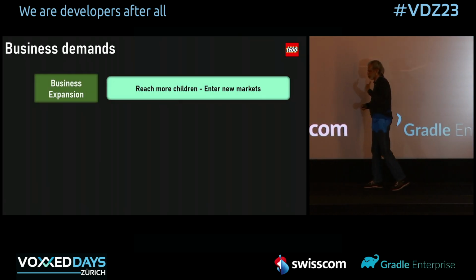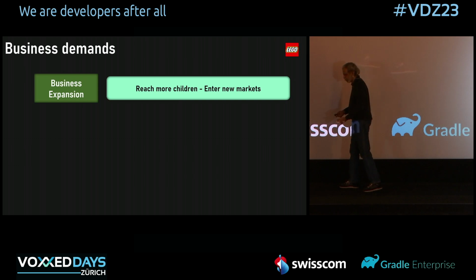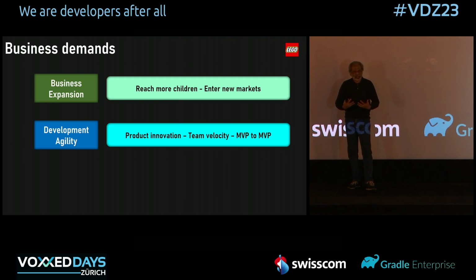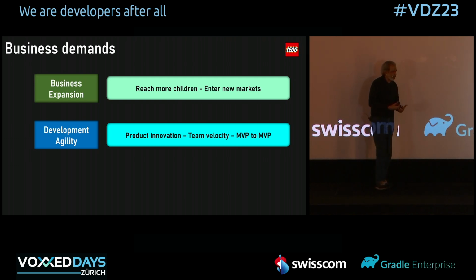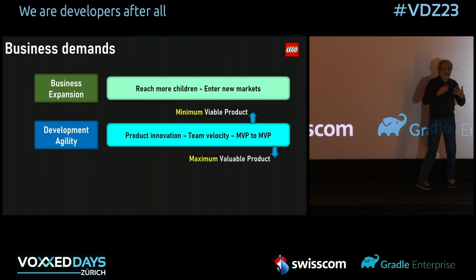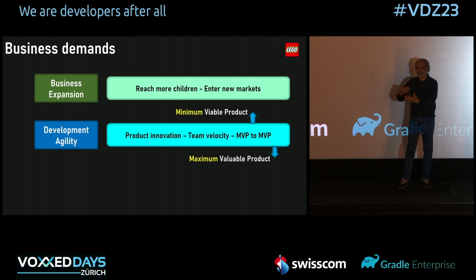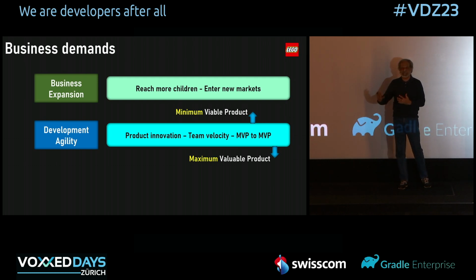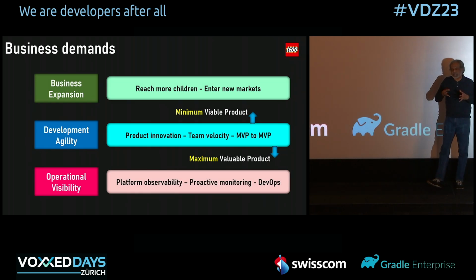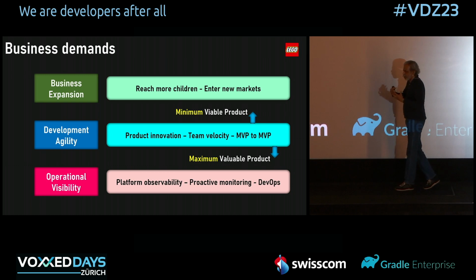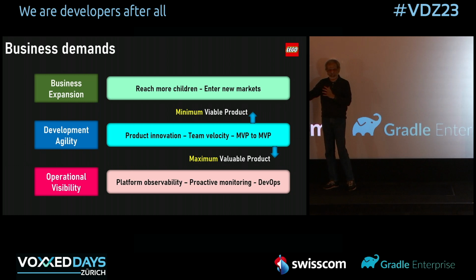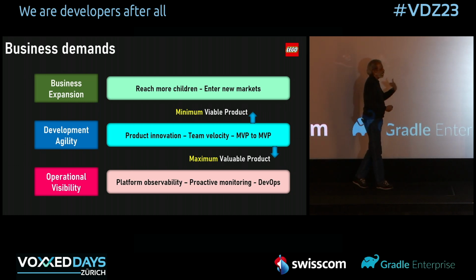So they wanted to reach more children across different locales, and they wanted a more observable or traceable environment for the business to see what's going on, and also the ability to roll things into production in an incremental way rather than waiting for months or weeks before we push things. So the idea was to start with a minimum viable product concept and take it to a maximum valuable product. That's why I'm saying MVP to MVP.